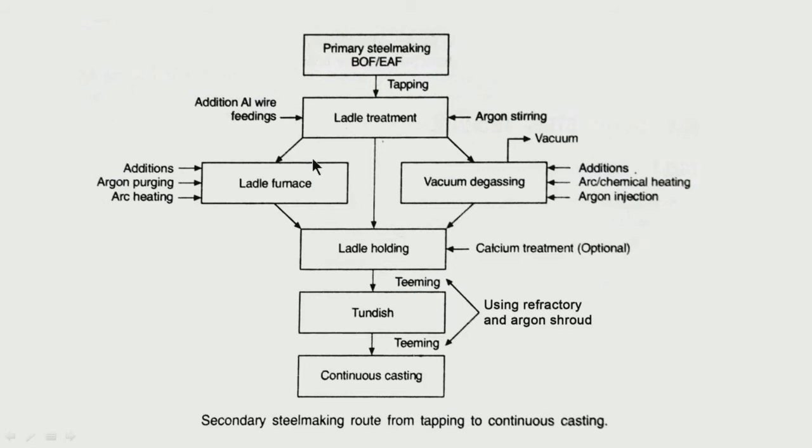That means the temperature adjustment. In whatever processes we are doing, whatever additions we are doing, there is a temperature drop. So we have to increase the temperature. The ladle furnace provides us that facility. We can increase the temperature. If you are processing the liquid steel only in the ladle, we cannot heat it. So too much addition is also not possible. There are some limitations in normal ladle treatments without using a ladle furnace or vacuum degassing.